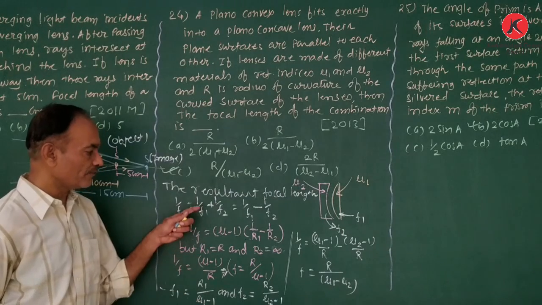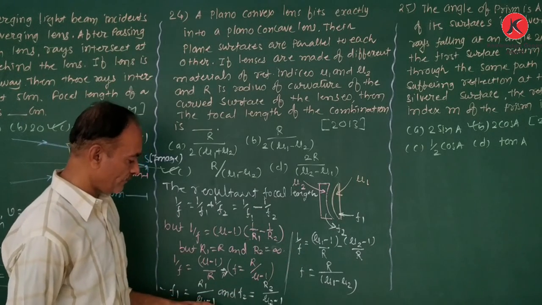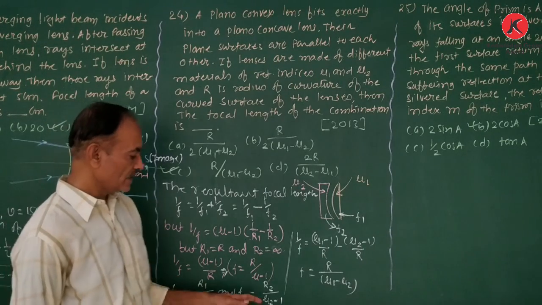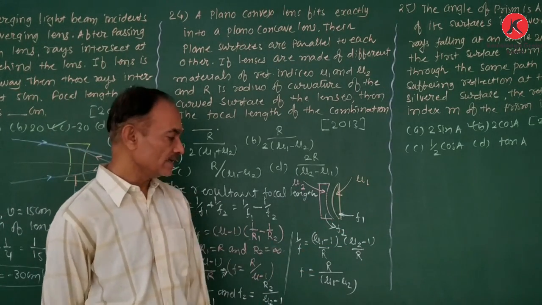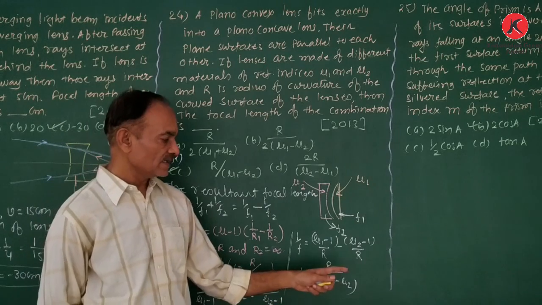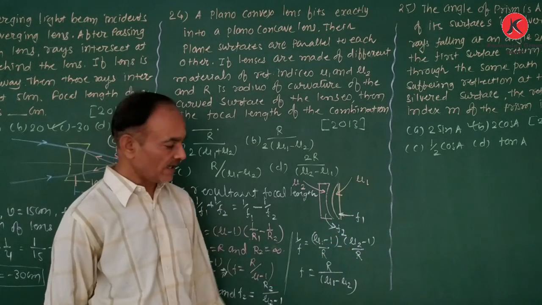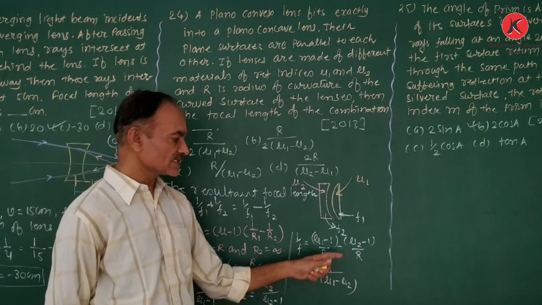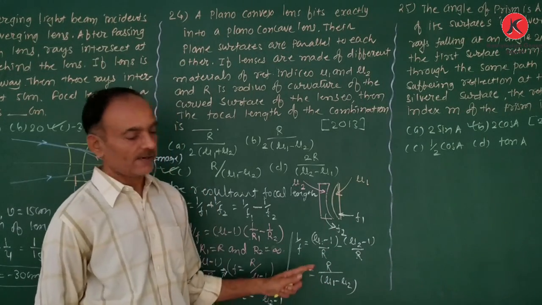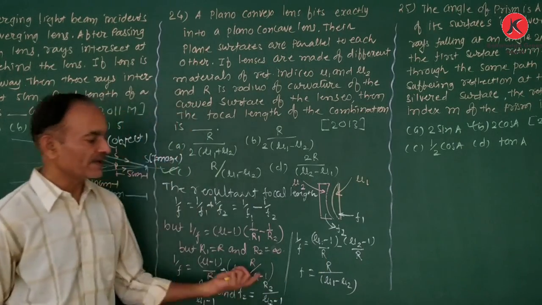We substitute the value of f1 and f2 in this equation. Therefore 1 upon f is equal to 1 upon f1, and f1 is this. Therefore mu1 minus 1 upon R minus mu2 minus 1 upon R. Therefore, we simplify this equation. Here the LCM is R, therefore mu1 minus 1 minus mu2 plus 1, the 1s cancel, therefore mu1 minus mu2 upon R, and the reciprocal of this gives the resultant focal length f is equal to R upon mu1 minus mu2. Only the mathematical simplification.